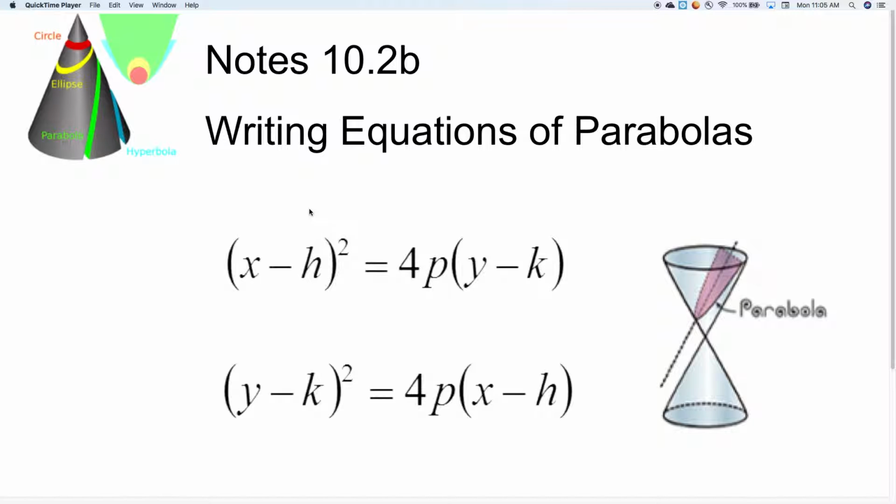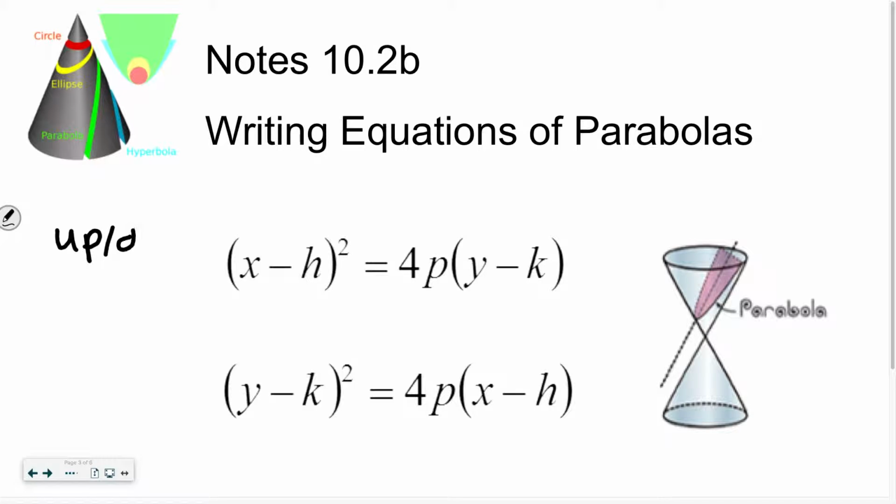So we're going to be using these two equations. What's the difference between the (x minus h) squared and the (y minus k) squared equation in a parabola? The way that it opens, right? So you might want to make note in yours that these are parabolas that open up and down, and these are parabolas that open left and right.